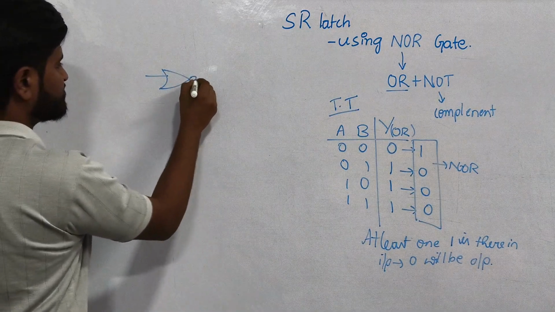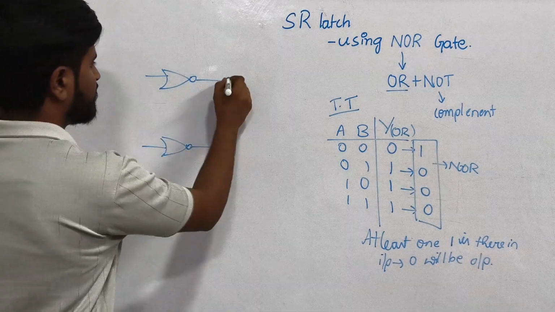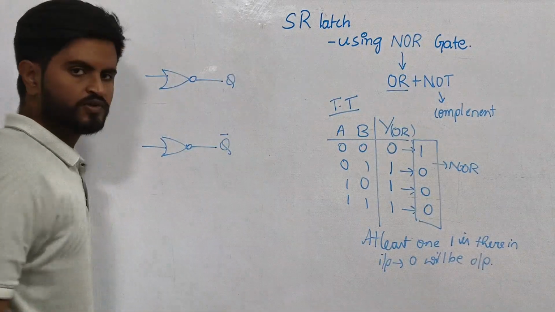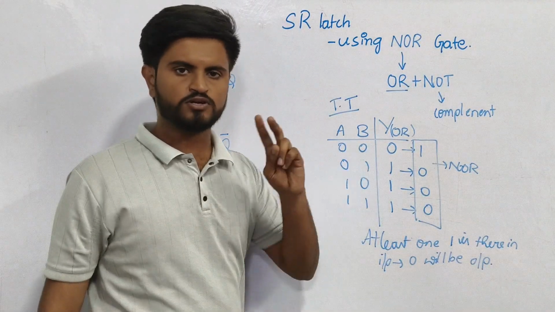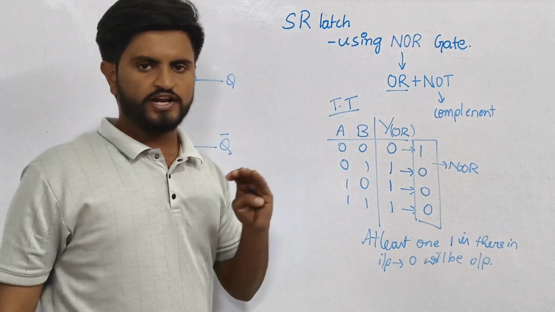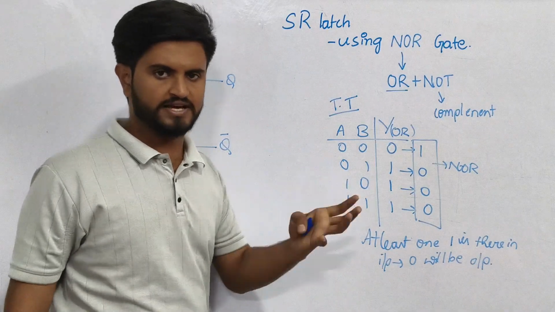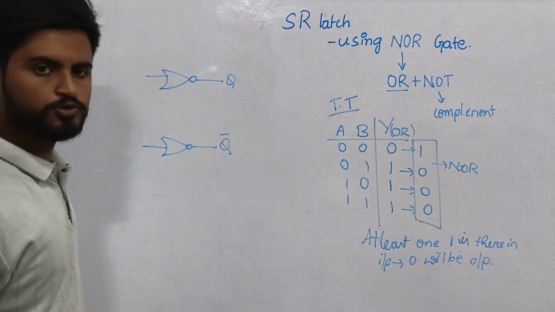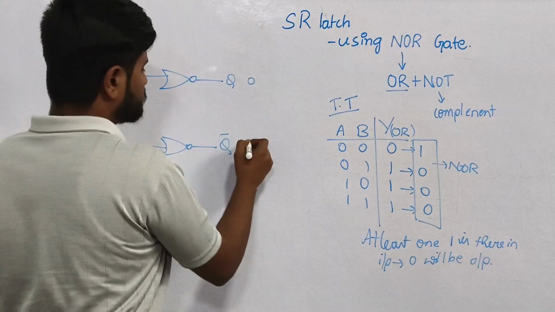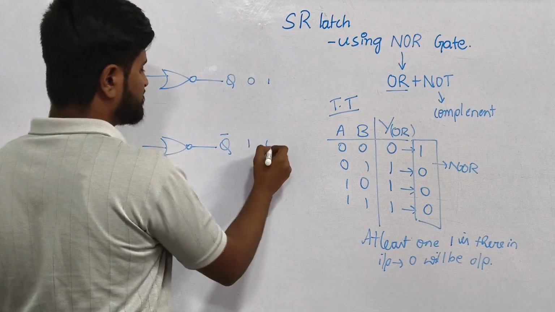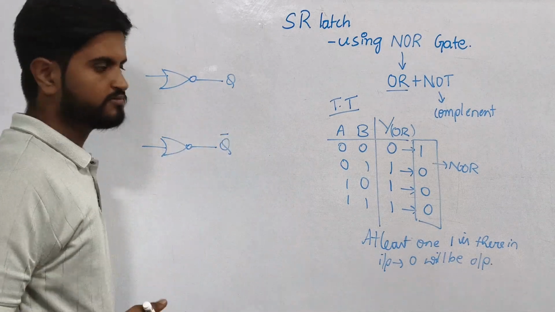So this is the representation of NOR gate. We will be using two NOR gates to construct. My outputs will be Q and Q bar, as all flip flops and latches have only two outputs, Q and Q bar. You can use any alphabets to represent them, like A bar, B bar. But both these outputs must be complementary to each other. That is, if this is 0, this must be 1. If this is 1, this must be 0. Both cannot be the same. 0 0 or 1 1 is not allowed.